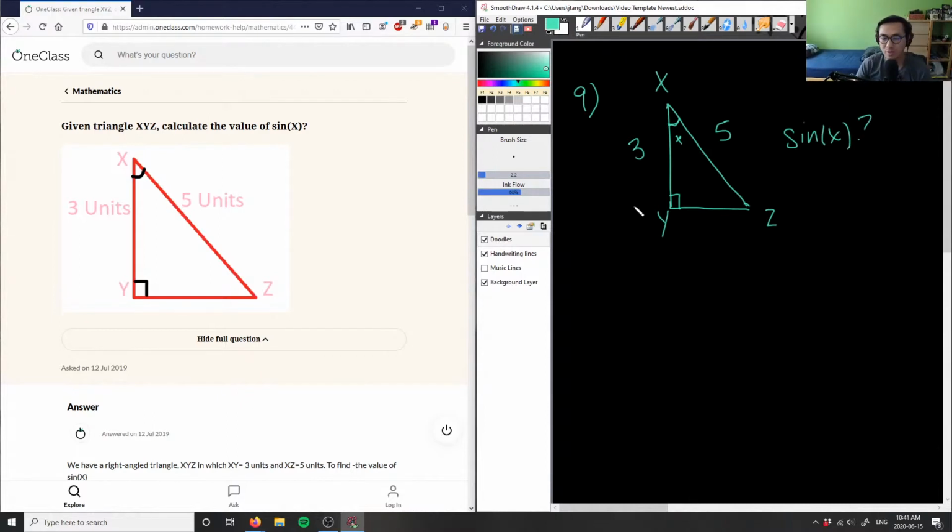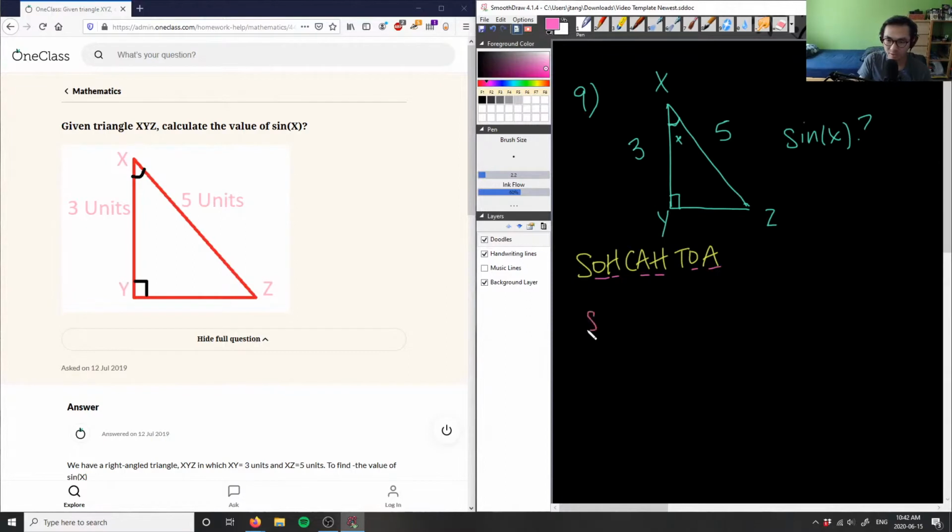So what we can do first is let's use our trigonometric ratios, and let's see if we can actually just immediately solve for it, right? So usually I use a mnemonic called SOHCAHTOA. It's a mnemonic for the primary trig ratios, right? So sine is equal to opposite over hypotenuse, cosine is adjacent over hypotenuse, and tangent is opposite over adjacent.